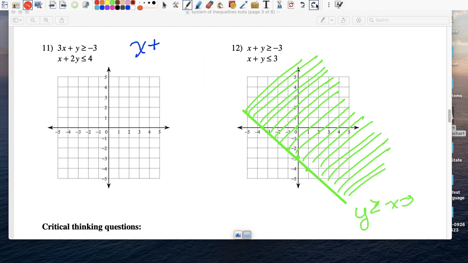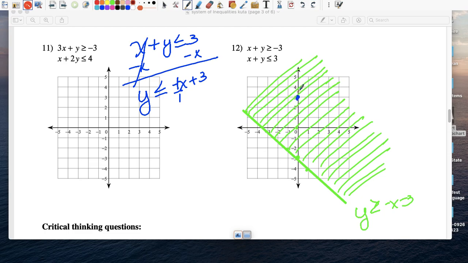Second one, we did x plus y less than 3 minus x. We get y is less or equal to negative x plus 3. Good. So my y-intercept is 3. There we go. And it's also a negative slope. And so far so good. I'm going to do my check, and I forgot to do this, and I forgot to do that. Hang on a second. And this is my line y less or equal to negative x plus 3.